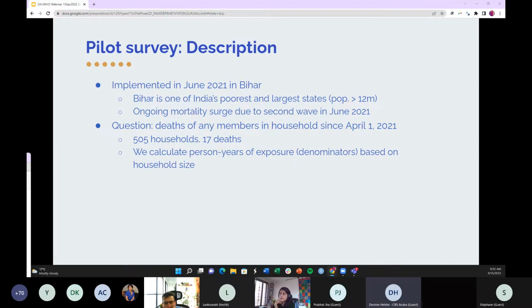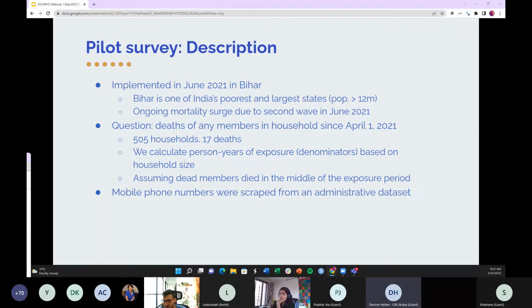We calculated person years of exposure based on the household size, and we assumed that dead members died in the middle of the exposure period. At the time, we didn't include dates of death. The mobile phone numbers that we used were scraped from an administrative data set. In this sense, our work was slightly different from most phone surveys that usually rely on random digit dialing, or extensive panels that have been around for a while.